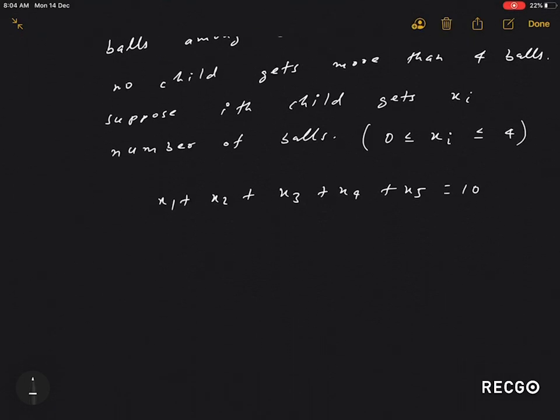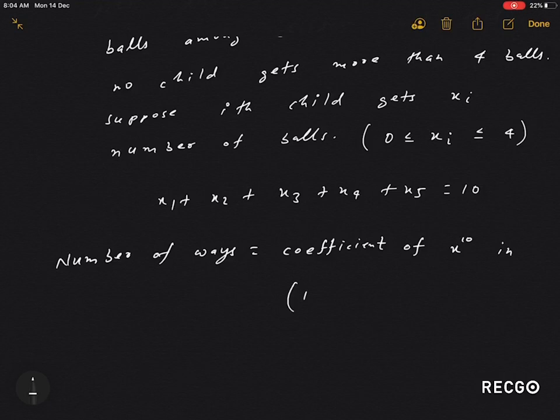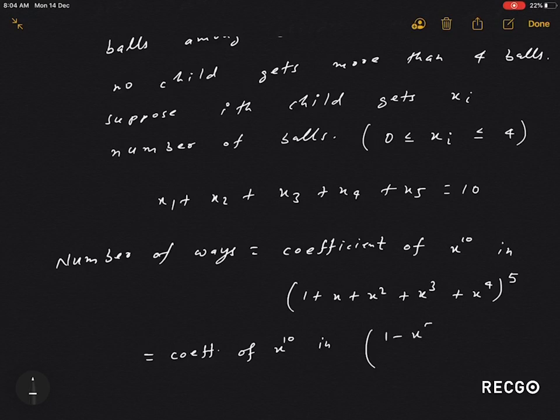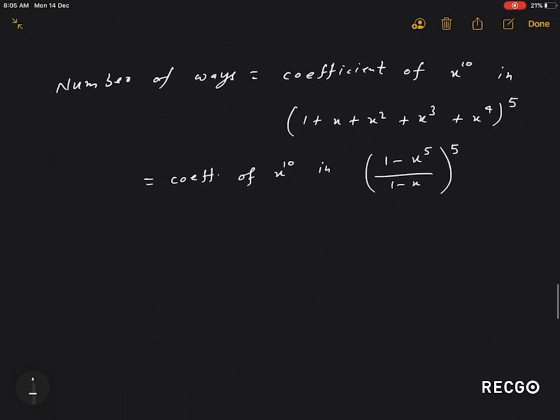So this is x1 plus x2 plus x3 plus x4 plus x5 is equal to 10, and using multinomial theorem, the number of ways of doing this is equal to the coefficient of x to the power 10 in the expansion of, actually, as you can see that x1 varies from 0 to 4, x2 varies from 0 to 4, so x to the power 0 plus x to the power 1 and up to x to the power 4, and since there are 5 cases, it is raised to the power 5. That is equal to the coefficient of x to the power 10 in, doing this GP series summation, we are getting 1 minus x to the power 5 divided by 1 minus x, raised to the power 5.